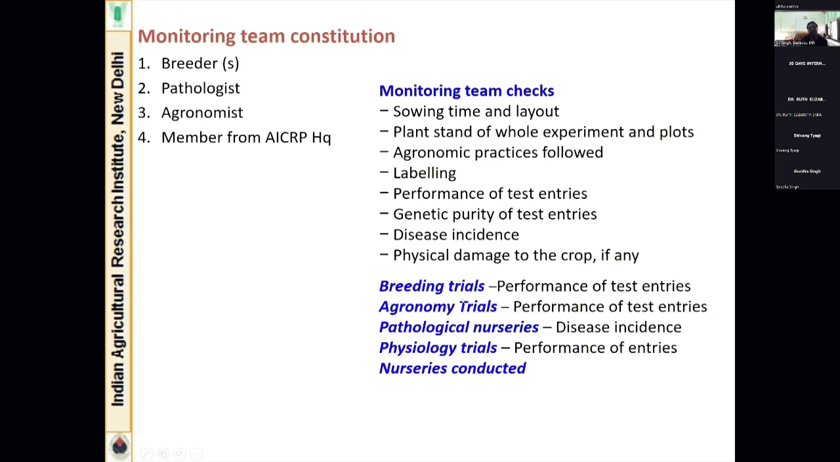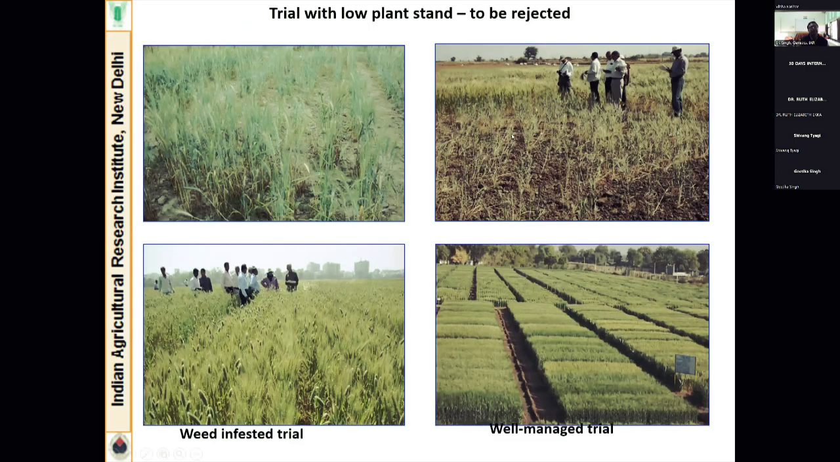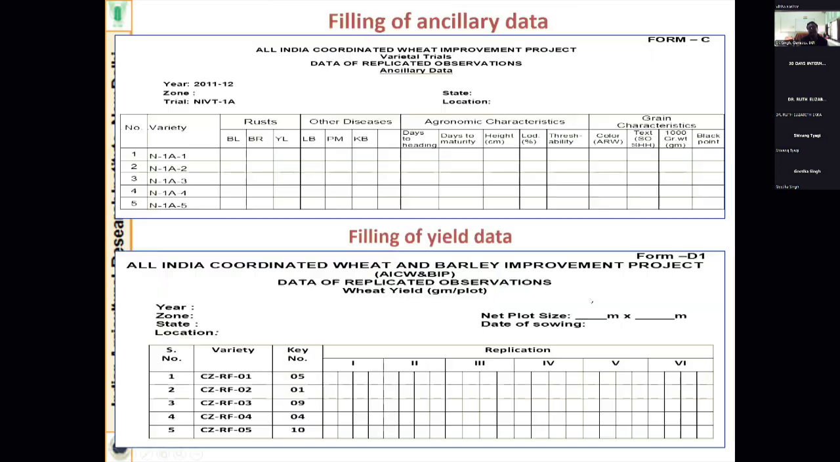In this, breeding trials, agronomical trials, pathological nurseries, physiological nurseries, and other nurseries are monitored by the team. So this is the condition. Some of the fields have very little germination, and this is a well-managed trial. In this system, no roguing and no weeding is allowed, to see the actual performance of the seed. So this is the monitoring.